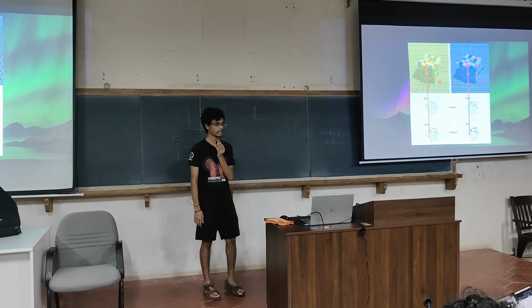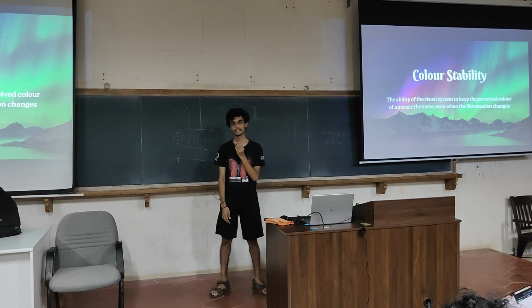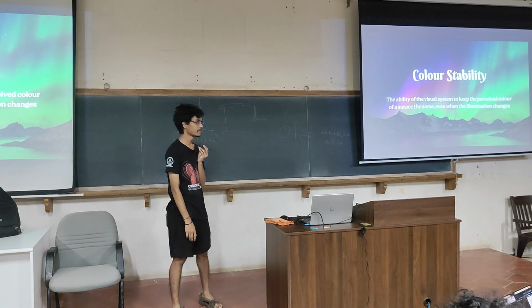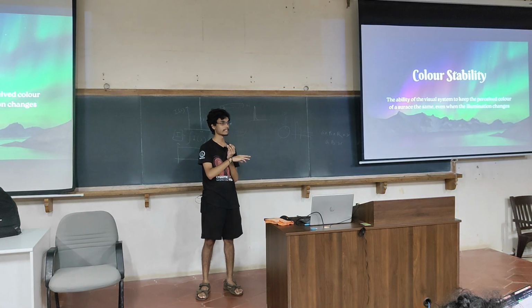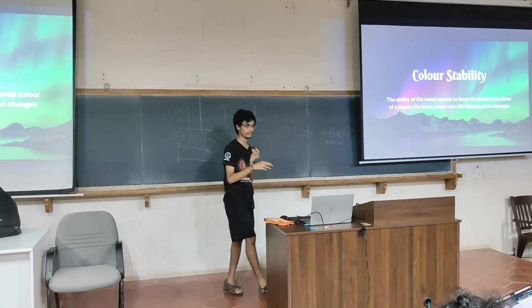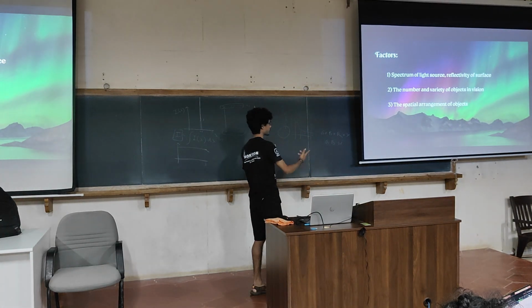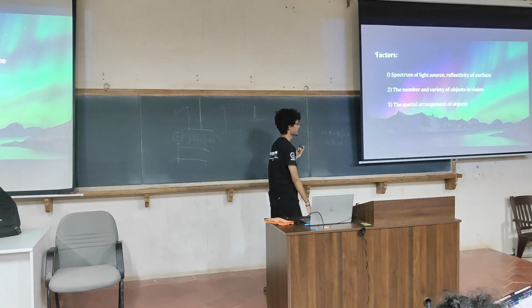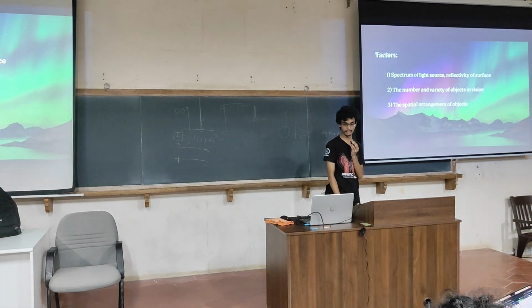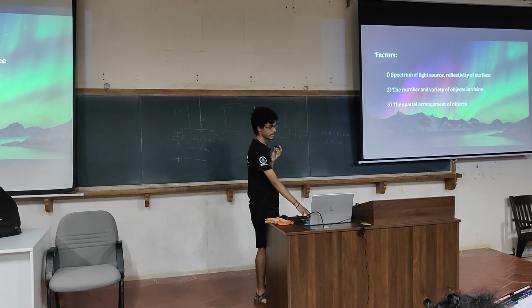So this is just some processing that our brain does. This is called color stability. It is the ability of our visual system to keep the colors that we perceive relatively constant, irrespective of the illumination that has hit the object. And so we have seen over there that it depends on the light that's hitting the object, and the other factors that affect it are also the number and variety of objects in your vision, as well as the spatial arrangement of objects. But let's play a little more.